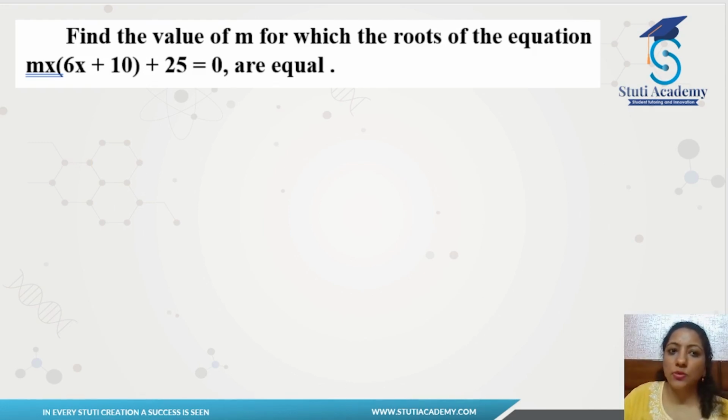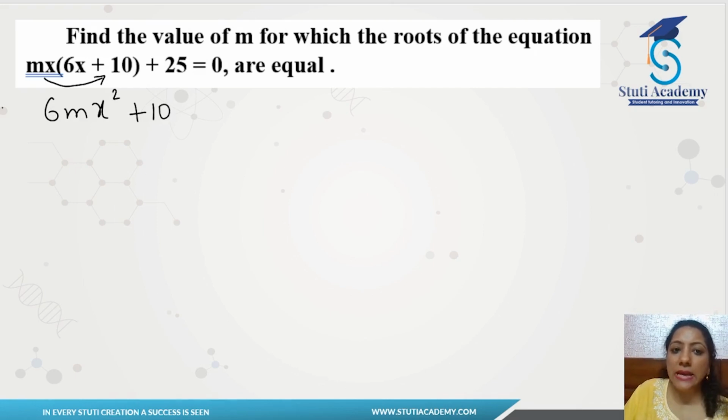Now let us discuss the next question. Find the value of m for which roots of the equation mx(6x + 10) + 25 = 0 are equal. Now here, before we do anything else, we are going to first take this mx and multiply it inside the bracket. We will get 6mx² + 10mx + 25 = 0.